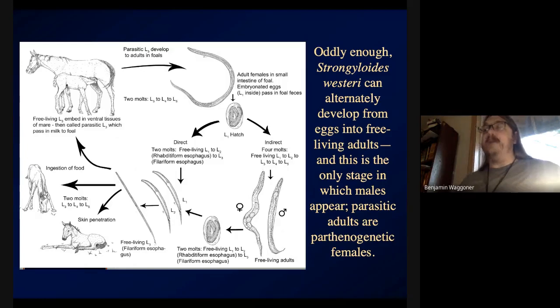So there's this optional sexual stage, which is the only stage at which males appear. So really kind of weird how that life cycle switch hits, and that life cycle can be so plastic. And again, like Strongyloides stercoralis, you have this potentially relatively long stage spent outside of the host as a free-living animal, which is weird.